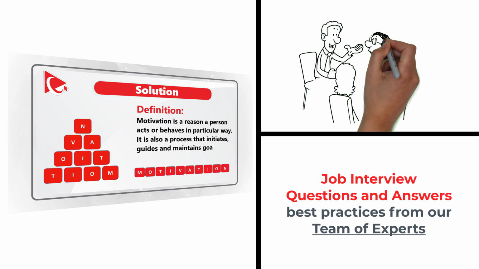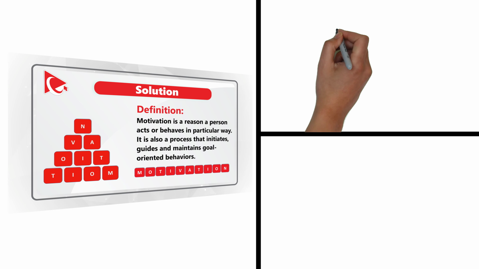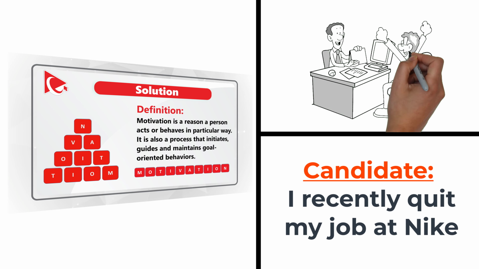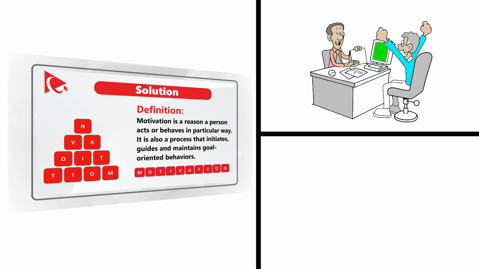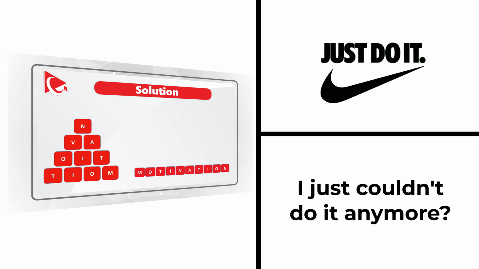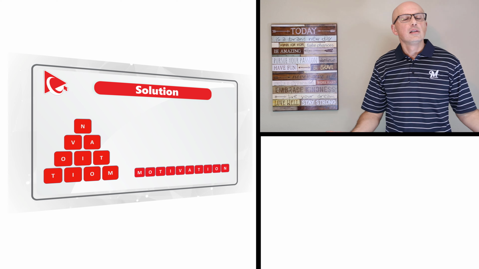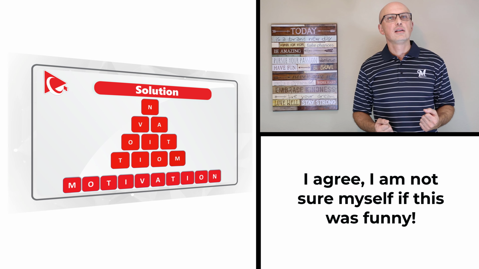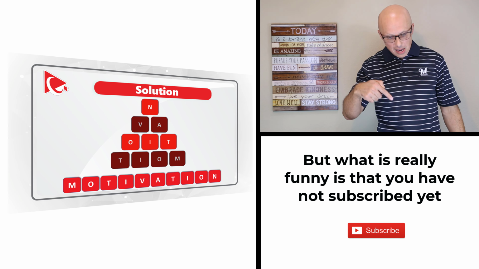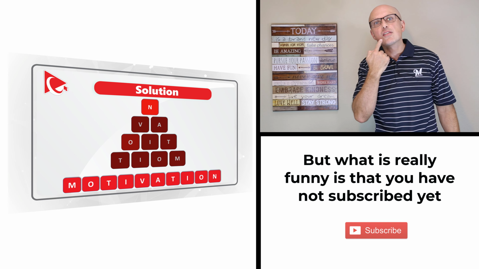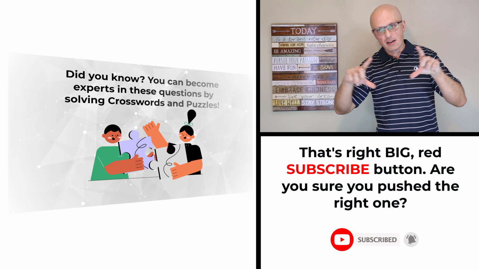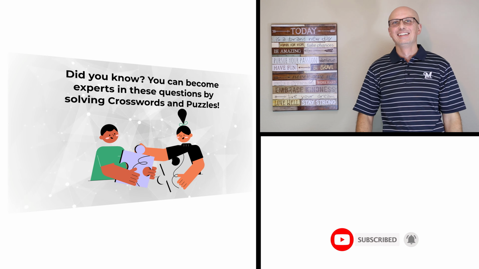It is also a process that initiates, guides, and maintains goal-oriented behaviors. Believe it or not, but doing more practice exercises helps you get better with the skill of forming the word. For example, if you start with the bottom right corner, you can form the word motivation. You see M-O and then you swap TI, and then if you continue, you go VATION. You can solve these types of challenges better if you do more crosswords and puzzles.